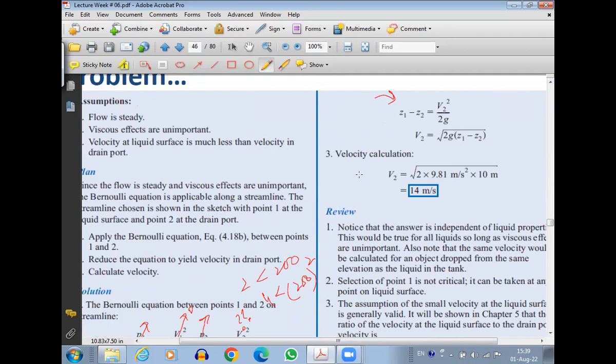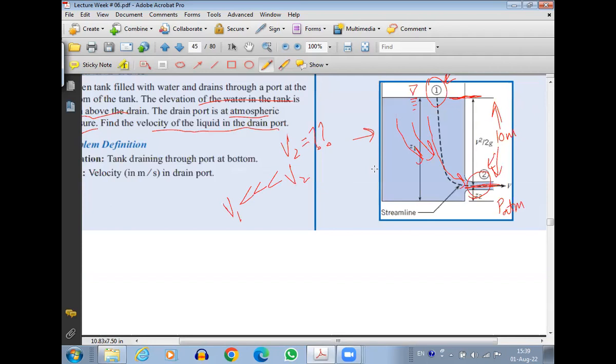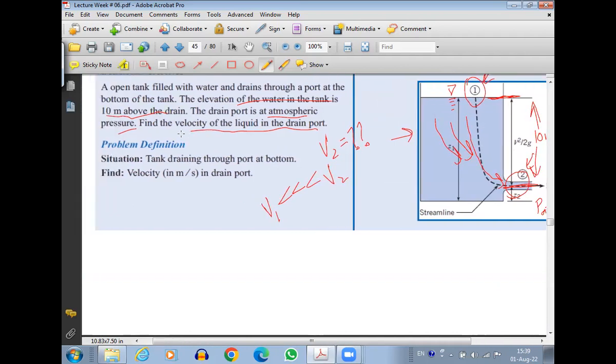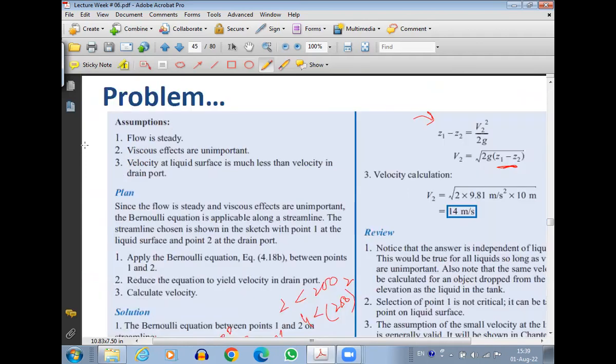In this equation, take V2 on one side and the remaining terms on the other side. So we get 2G times (Z1 minus Z2). Now Z1 minus Z2 is just the elevation difference between the drain port and the level of water in the tank. If you look here, 1 was the water level in the tank, 2 is the drain port. So Z1 minus Z2 is basically the elevation difference here. It is already mentioned in the question that the elevation of the water in the tank is 10 meters above the drain. So Z1 minus Z2 is 10. This term is given in the question.